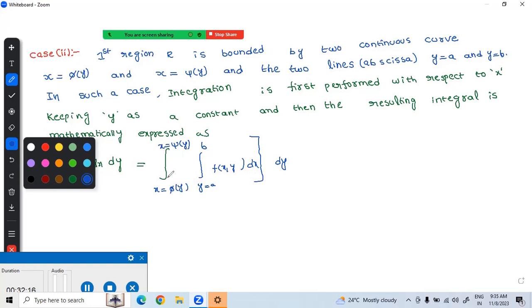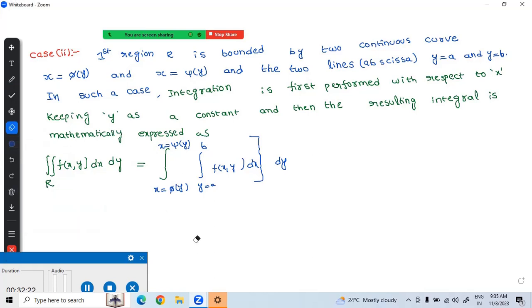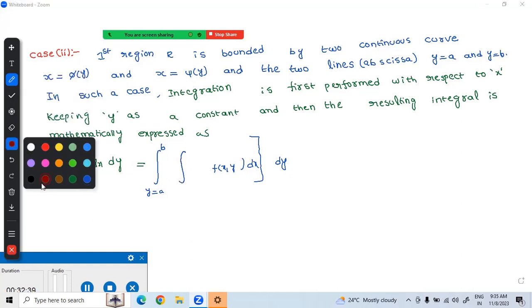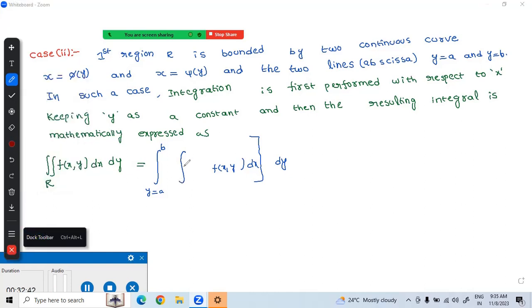Okay, so it can be written in different terms, no problem. First the integration is written as y equal to a to b, integration x equal to pi of y, x equal to psi of y. First we have to evaluate the x integration, y is a constant. So the diagram.